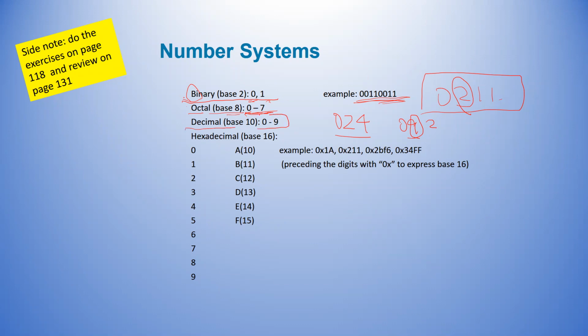Decimal, that's our everyday system we use from 0 to 9, right? 10 digits. And hexadecimal, this is the most often used in computer science, and that's base 16. So from 0 to 9, that's 10 digits. And from 10 to 11, 12, 13, 14, 15, they are 2 digits. So instead of using the 2 digits, we use letters to represent that. That is A, B, C, D, E, F. Okay, so A is 10, B is 11.